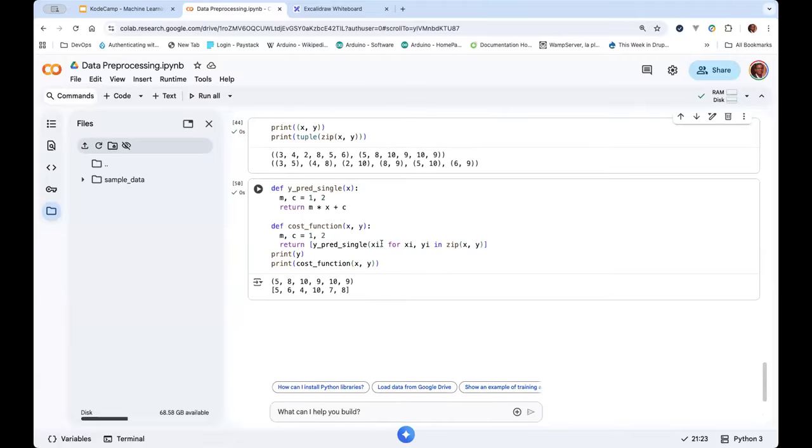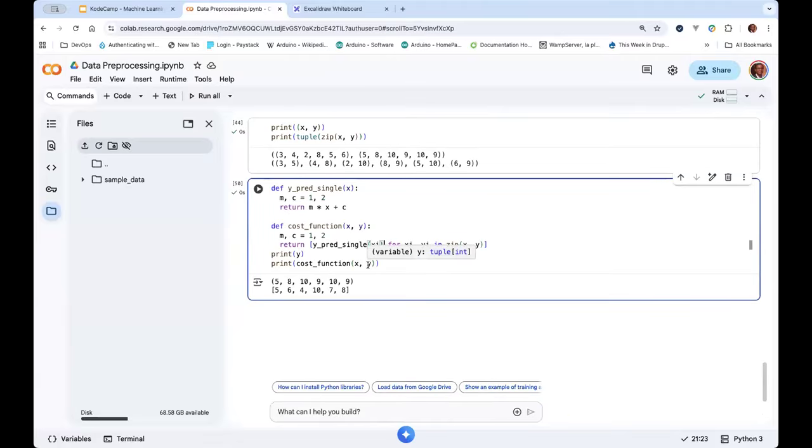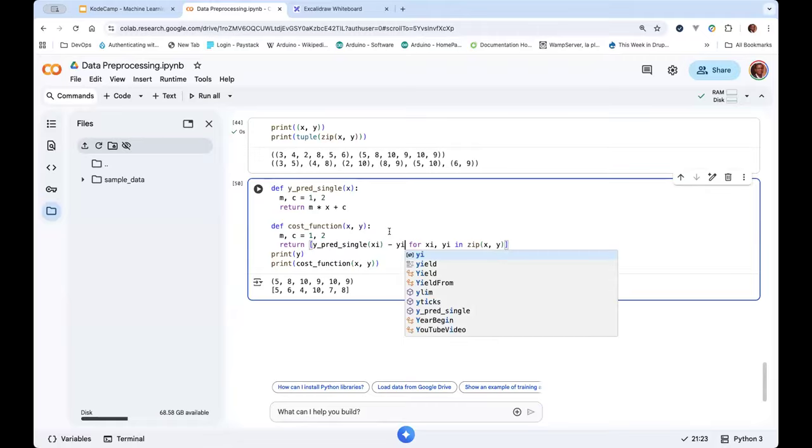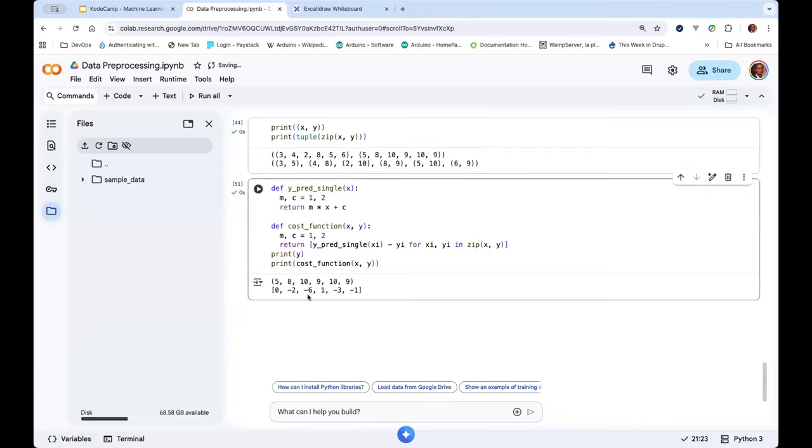Now I do calculation of just the differences. I just subtract y. So I'm now subtracting. So this is now the error. This is the individual error in each position. The first one is 0. It's predicting 5 correctly, 8, 10, but the rest, there's a little error: -2, -6, -1, -3, 1.